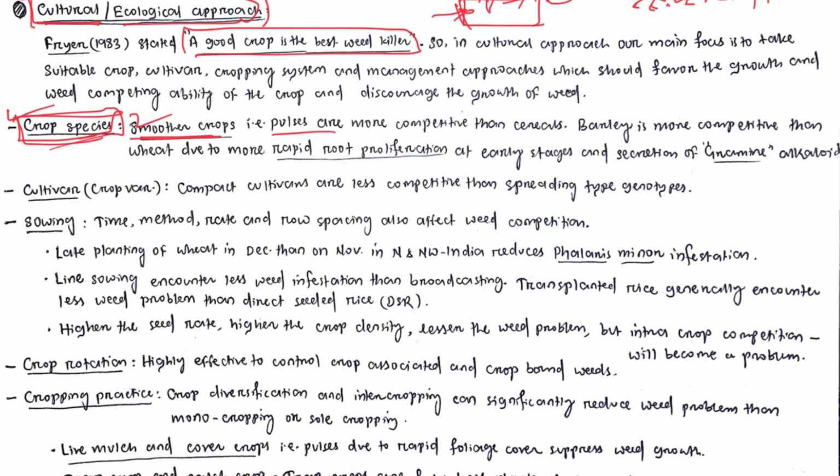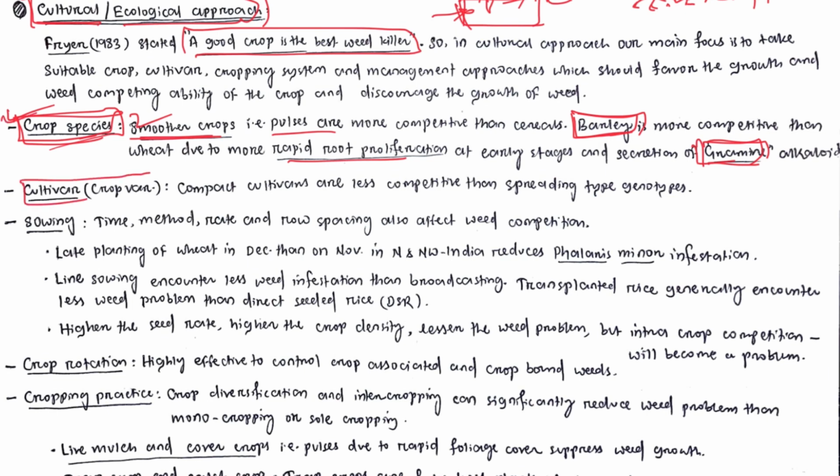Among winter cereals, say barley, wheat and oat, barley can suppress weeds more than wheat and oat, because its root proliferation ability is very high. That means you can find rapid root proliferation in barley, and it also secretes an alkaloid called gramine that acts as an allelochemical for nearby weeds. So if there is a weed problem in the field in winter season, we must grow barley instead of oat and wheat. This is about crop species.